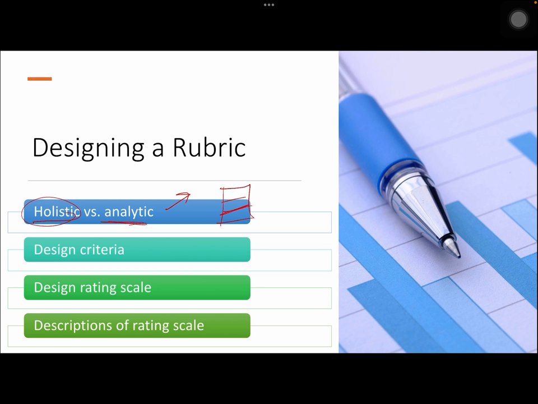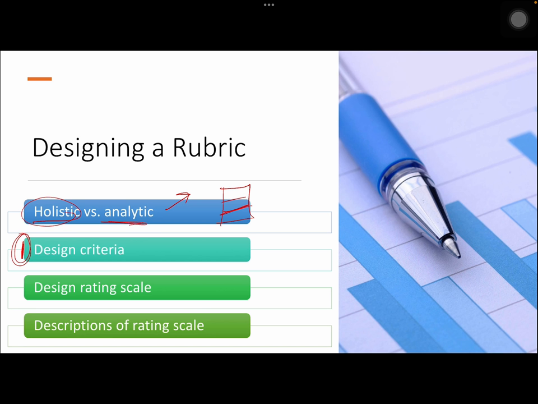Some disadvantages, of course, are that it's really time consuming to create and to use an analytic rubric. It's also hard to rate consistently across raters, so you have to be really, really explicit with that. Now, let's talk about the steps in designing a rubric.